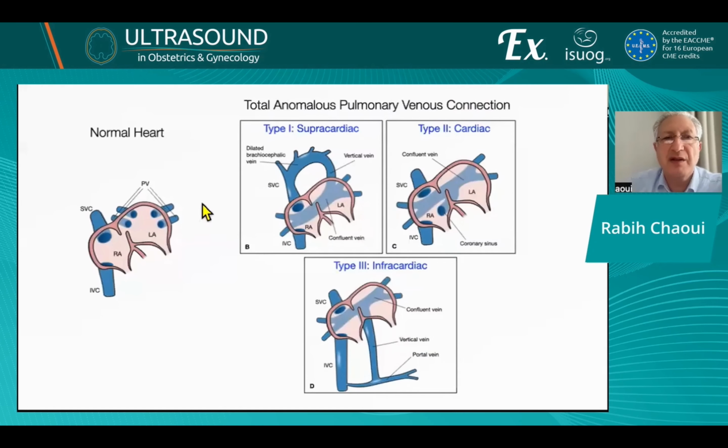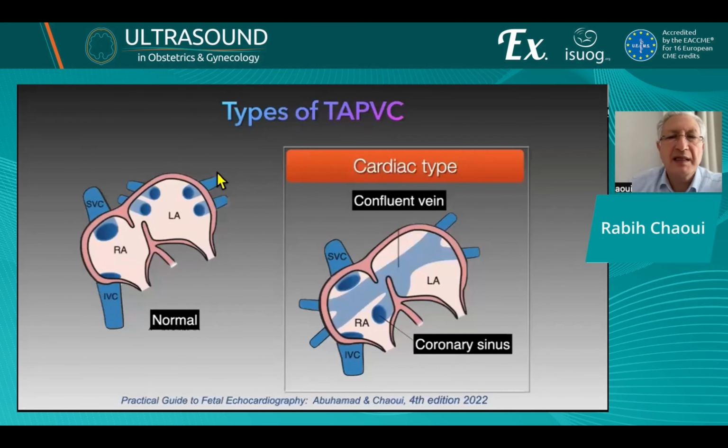You see here, these are the 3 groups, type 1, type 2, and type 3. Type 1 is called the supracardiac, which means that the veins are draining into a vein getting to the heart from the superior vena cava, or cardiac at the level of the heart, so the veins drain into the right atrium directly, or infracardiac, draining into one of the liver vessels, mainly the portal veins, and then draining back into the inferior vena cava to the heart. Let us discuss now each one of them in isolation.